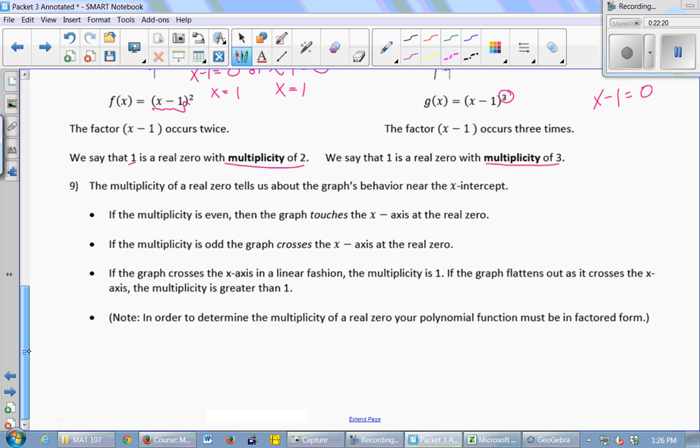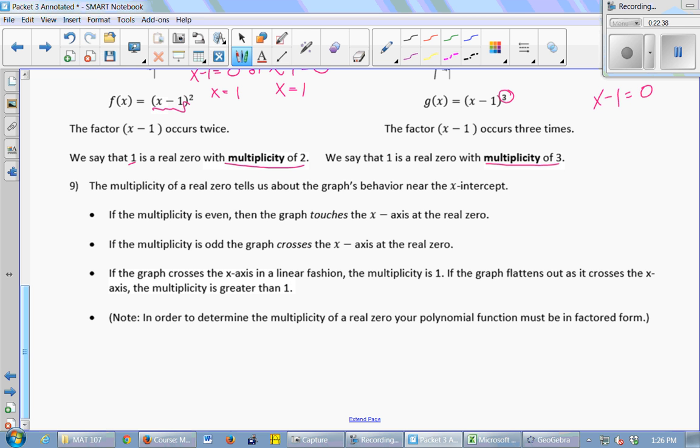So I have it summarized here. The multiplicity of a real zero tells us about the graph's behavior near the x-intercept. When the multiplicity is even, the graph touches the x-axis and then bounces off. If the multiplicity is odd, the graph crosses the x-axis.